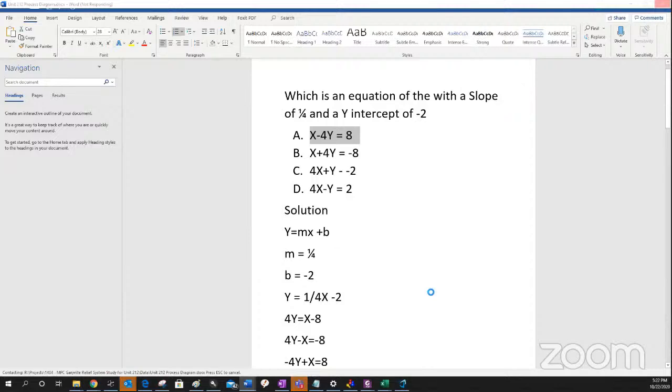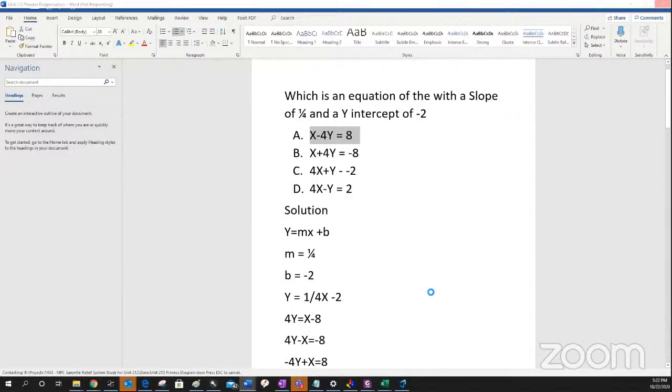So then I got 1x, and I multiplied negative 4 and y, so I got negative 4y, and then I multiplied negative 4 and negative 2 to get 8. And that's how I got my answer. That's perfect. So that worked too.